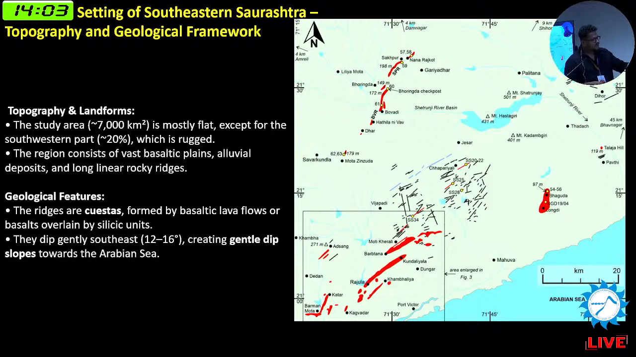The southwestern portion of the study area, however, has been traversed by numerous rocky ridges in the form of seawards dipping cuestas. Now, these cuestas are made up of basaltic lavas that are overlain by silicic volcanic units, which is the focus of this particular study.